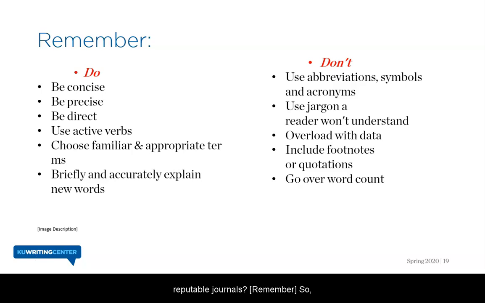So, some quick do's and don'ts based on this presentation. Remember to be concise, efficient, and direct in your writing. Use active verbs to convey the action of the sentences. Make sure your terms are familiar to your audience and appropriate for the topics, and explain any new terms you have to use. Make sure you do not use any sort of abbreviation or symbol without explanation. For that matter, no language a reader won't understand. Don't present your actual data in the abstract or include footnotes or quotations from other scholars. Finally, be sure your abstract is within the stated word count.